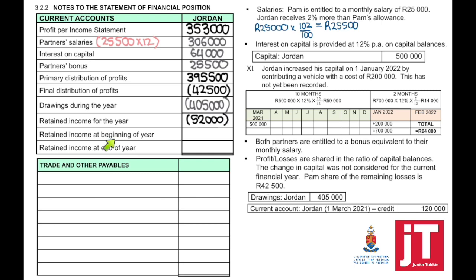Retained income at the beginning of the year, they specifically said current account Jordan on the 1st of March 2021 credit 120,000. Credit means no brackets. Now we can calculate the retained income at the end. Retained income for the year minus 52,000 plus 120,000 equals 68,000.